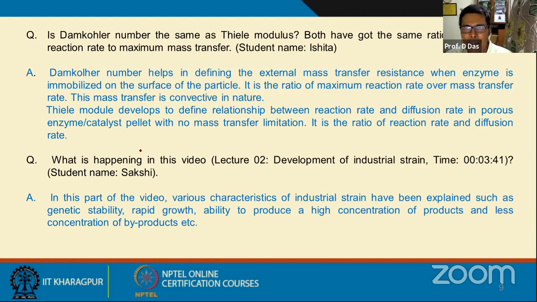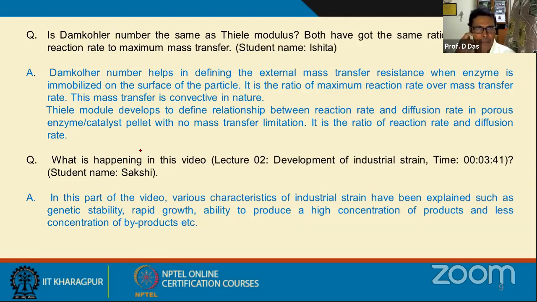What is the maximum velocity of the reaction? Vmax. What is the maximum rate of mass transfer? It is KL into SB. You know SB. What is SB? SB is the substrate concentration in the bulk of the fluid.